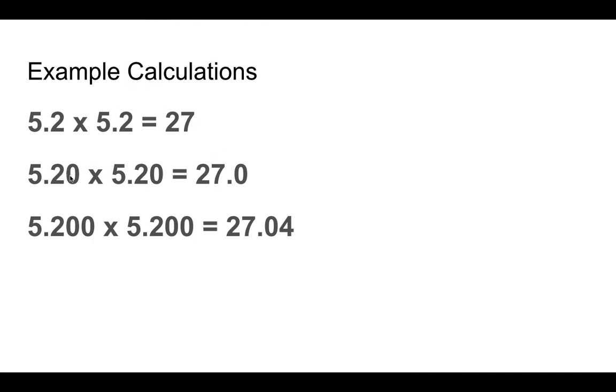If I add another significant figure, now I can have 3 significant figures in my final answer. 3 sig figs here, 3 sig figs here, which means my final answer is now 27.0. If I wanted to see for sure that the answer was 27.04, I would have to be multiplying 5.200 and 5.200. Each one of these numbers has 4 sig figs, so my final answer can also have 4 sig figs.